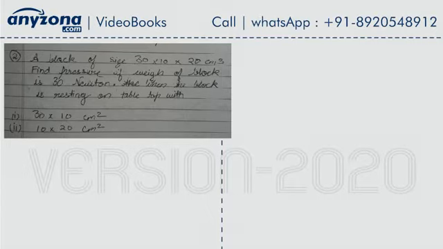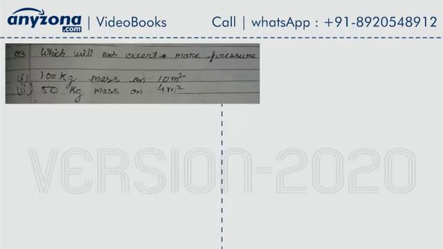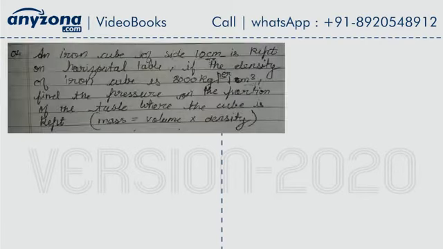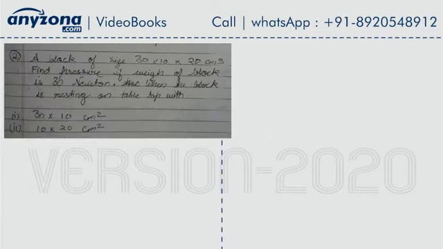Okay, so I have picked three dots. This is the first dot, a block of size 30 times 10 times 20 cm cube. This is the second one, which will exert more pressure, 100 kg mass on 10 meter square and 50 kg mass on 4 meter square. I will also solve this one, an iron cube. So let's start from the first.